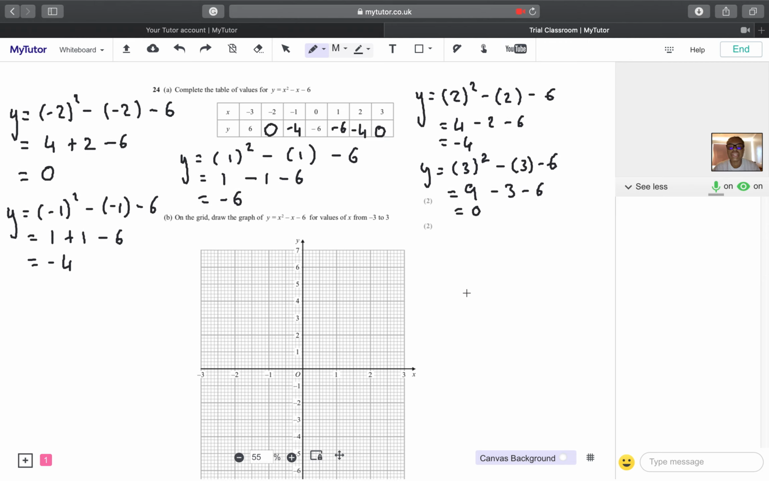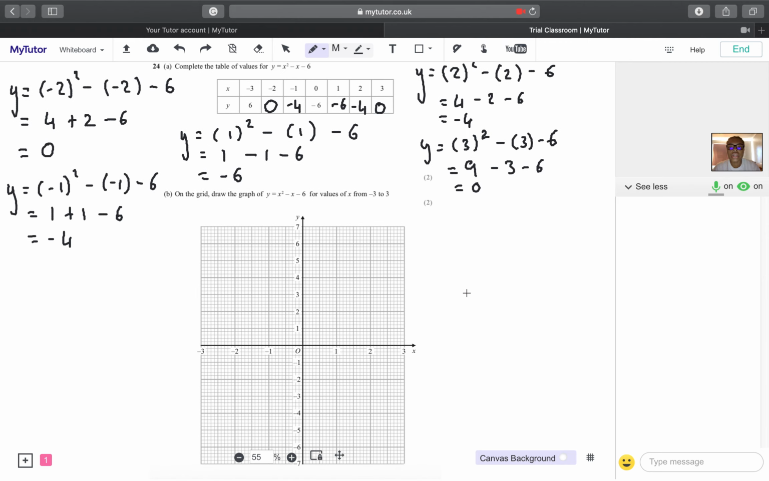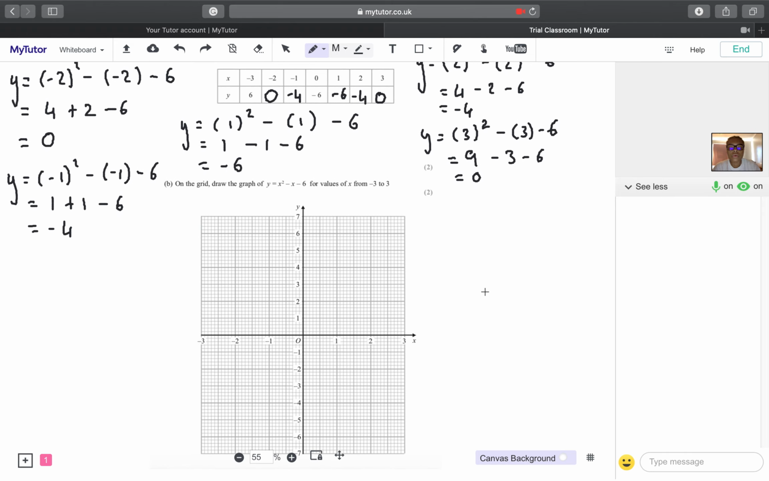So the next question is asking us to, on the grid, draw the graph of y equals x squared minus x minus 6 for values of x from minus 3 to 3. So we just need to plot the coordinates now. Our first coordinate would be minus 3, 6. Our next one is minus 2, 0. Then we've got minus 1, minus 4, 0, minus 6, 1, minus 6, 2, minus 4, and 3, 0.